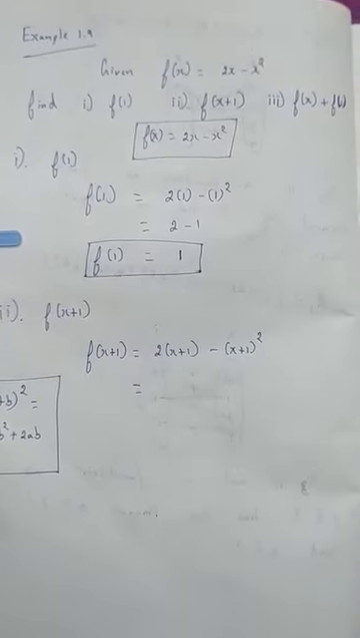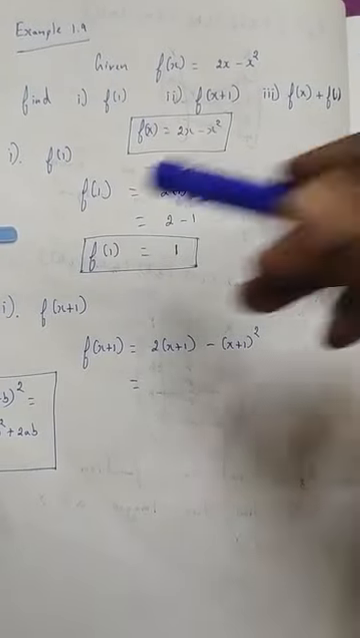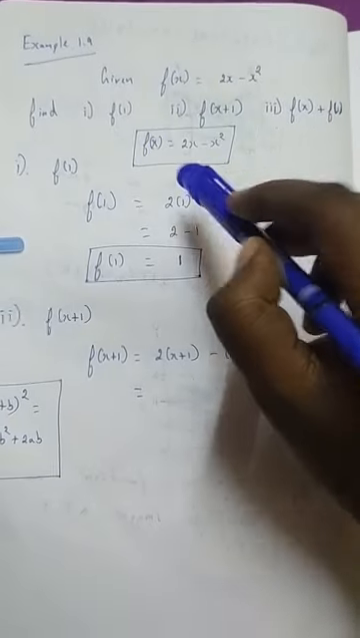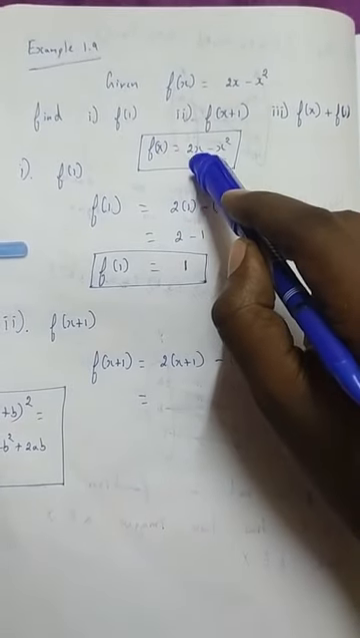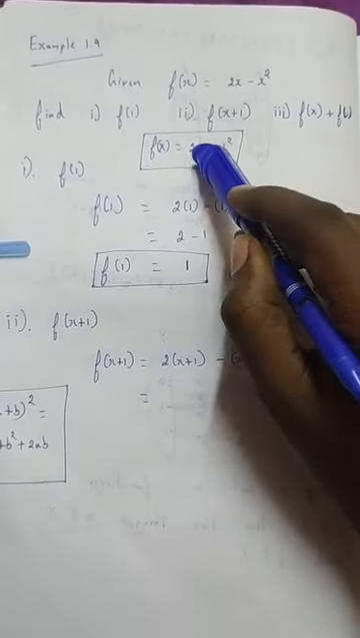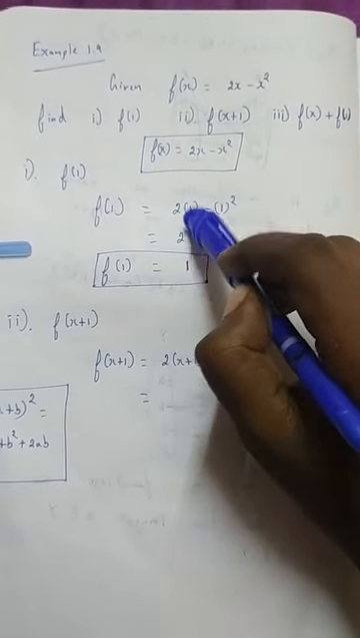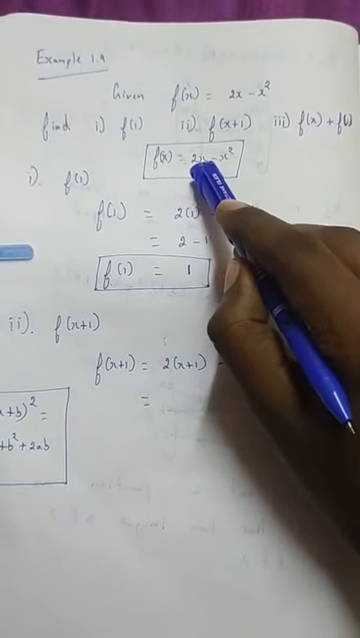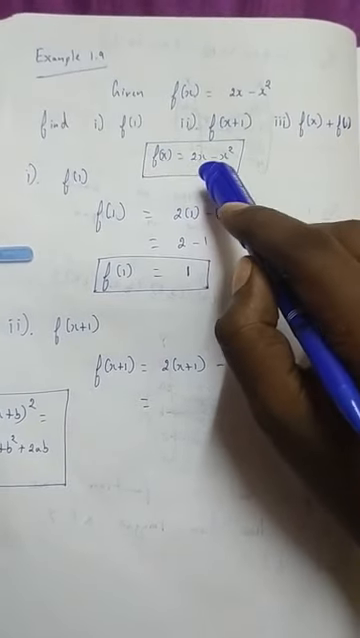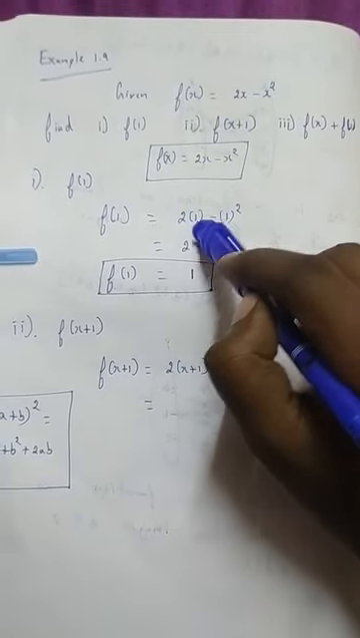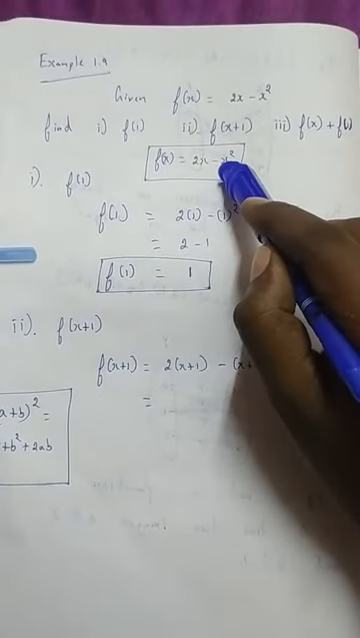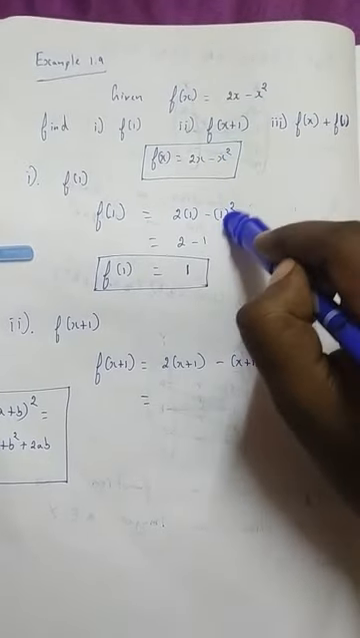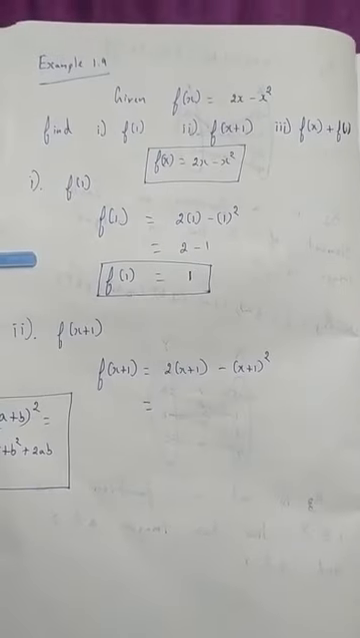So now f of 1. We have to find out f of 1. F of 1 is nothing but we have to substitute 1 in the place of x in this equation. So 2x minus x square. Here we have x, so in the place of x, I have to substitute 1. So 2 into 1. If there is no sign in between, it means it is multiplication. So 2 into 1 minus, here we have one more x, so in the place of this x, I have to substitute 1. But here one more square is there. So minus 1 whole square.